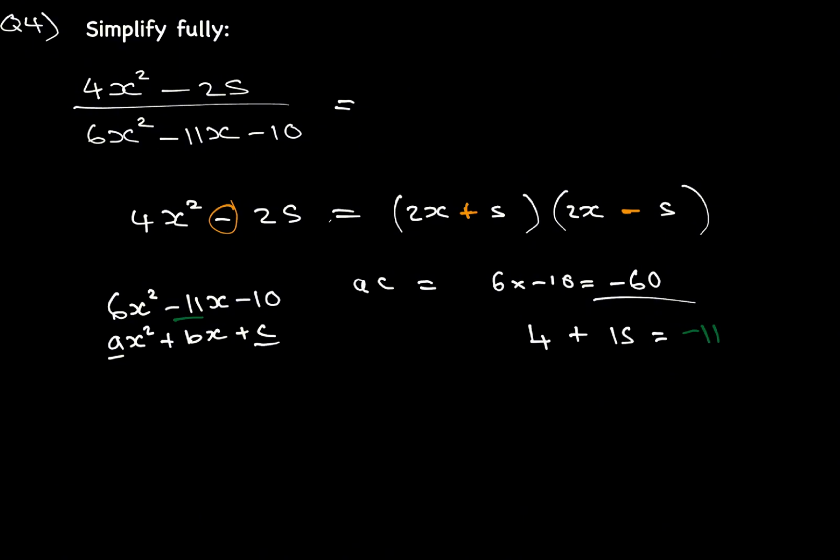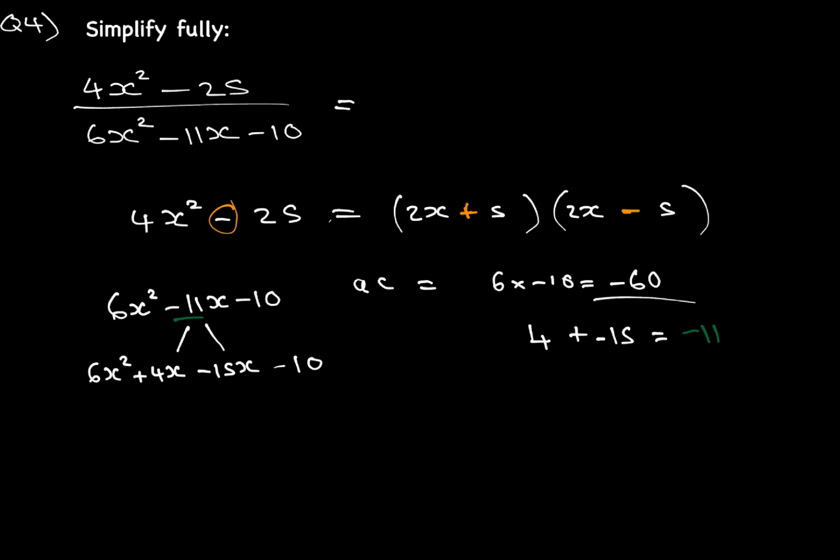How do I make negative 11? Well, the 15 must be negative, makes sense, because 60 has to be negative as well. So I'm going to end up with, let me get rid of this so you can see. All you're doing with the AC method is you are splitting up the x term. So I'm going to split it up into 6x squared plus 4x, then minus 15x, and then minus 10.